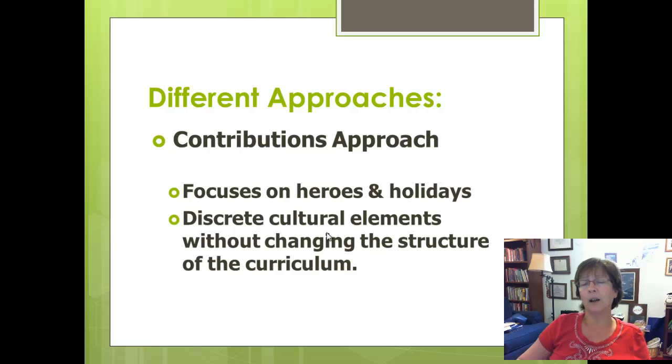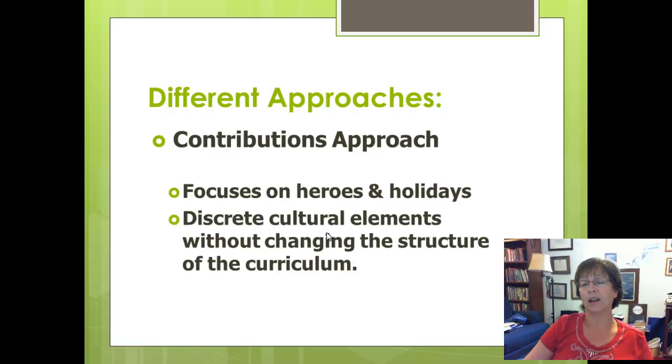Now, different approaches to adding multiculturalism. The first two, Banks is saying this is what we already do and we need to go beyond this, that multiculturalism is much more than this. And the first approach which he introduces us to is the contributions approach.